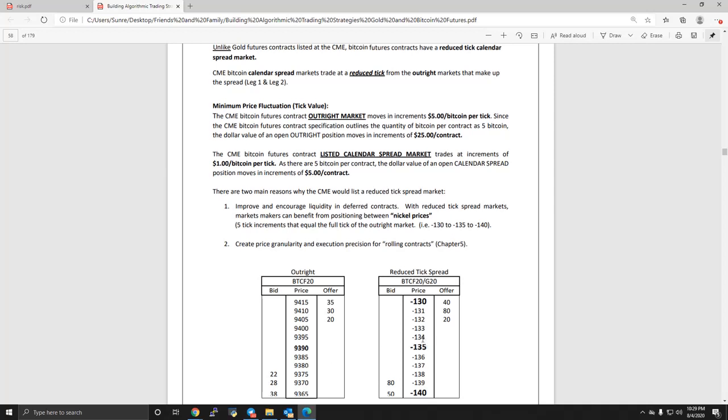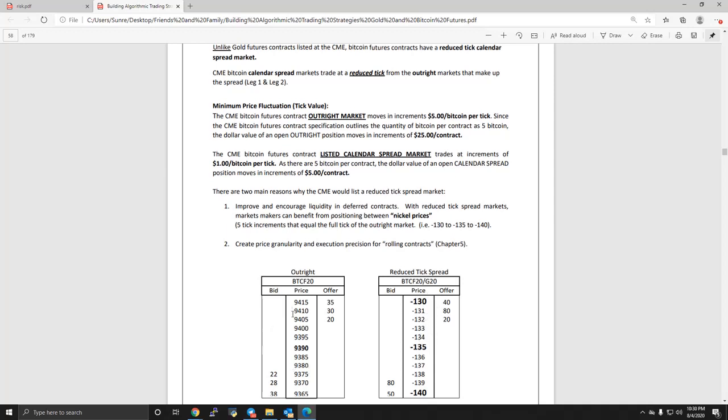The calendar spread moves in increments of 1, and it's 5 Bitcoin per contract, so the calendar spread tick value is $5. Now, when you can grasp this concept, you begin to ask, how could the calendar spread trade in ones when the outright trades in increments of 5? And if we think back to part 1 of this video series, and we're market making in the outright markets relative to the calendar spread, we will also find here in Bitcoin that as we make markets in the outrights, leaning against the calendar spread, we can only make markets at what we call the nickel prices, and we will demonstrate that in simulation mode.